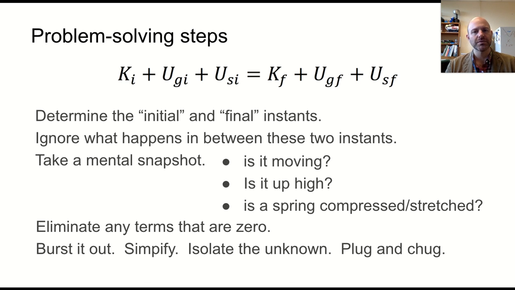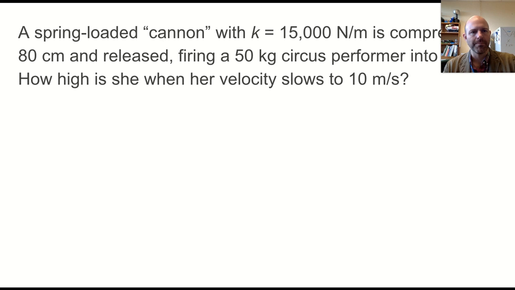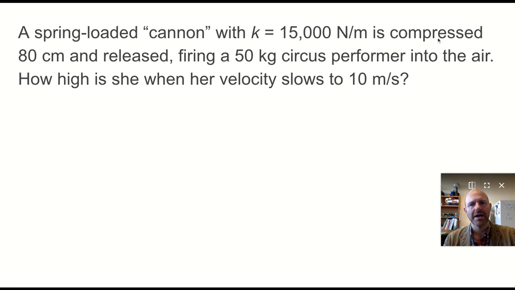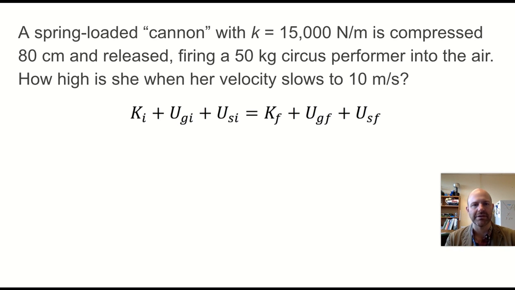Gravitational and kinetic both have mass, so oftentimes mass will cancel out of one of these equations, which is nice. So we can simplify things that way. So, example problem. A spring-loaded cannon, it's not really a cannon, but you get the idea, it looks like a cannon, with a spring constant of 15,000 newtons per meter is compressed 80 centimeters and released, firing a 60-kilogram circus performer into the air. How high is she when her velocity slows to 10 meters per second?